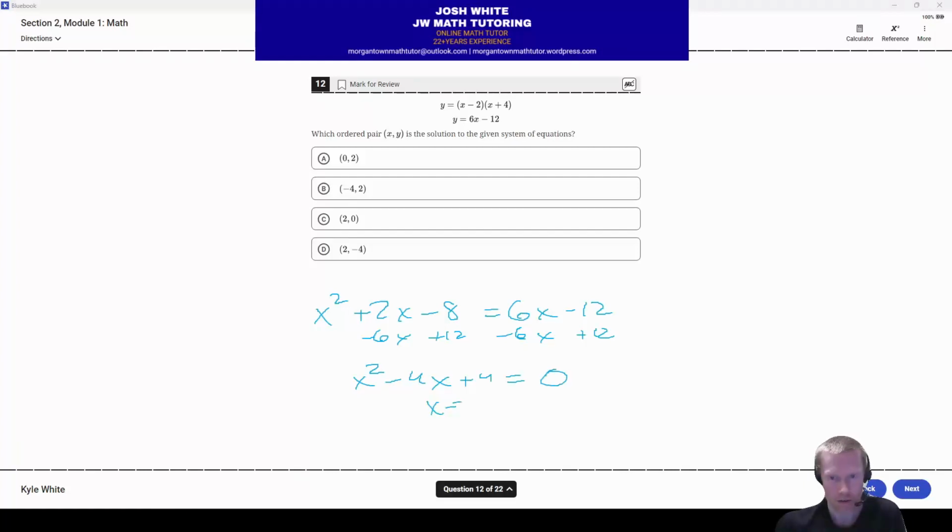And then you can go ahead and factor it. It's going to be x minus 2 squared equals 0. Okay, so it's a double root. It's just x equals 2. So now that tells us, okay, right away it's either C or D. What does y equal? Well, y is equal to 6 times 2 minus 12.